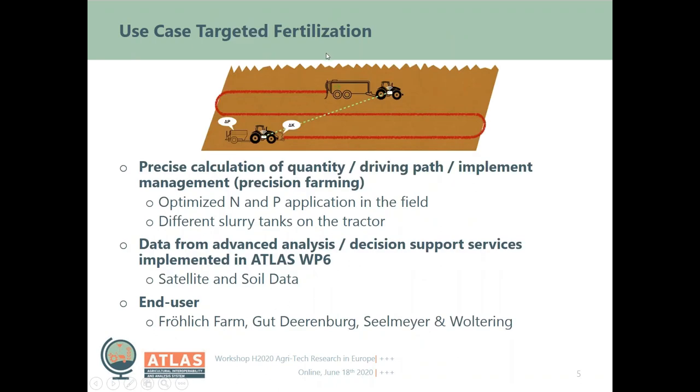Then fertilization is also really a major topic in ATLAS. So here the goal is, most of the farmers have livestock. This produces slurry that will be put out on the field, and then you fill up P, K, and N with artificial fertilizers according to sensor measurements. Also here, we have multiple end users for this.